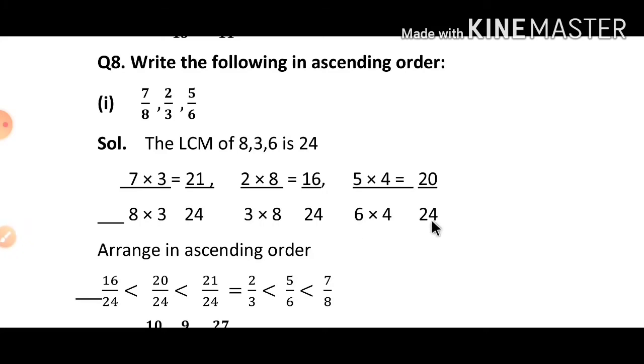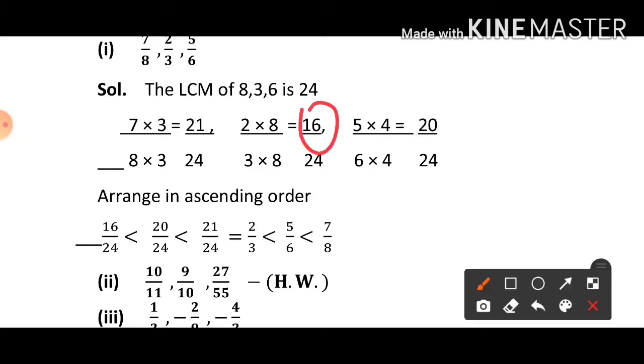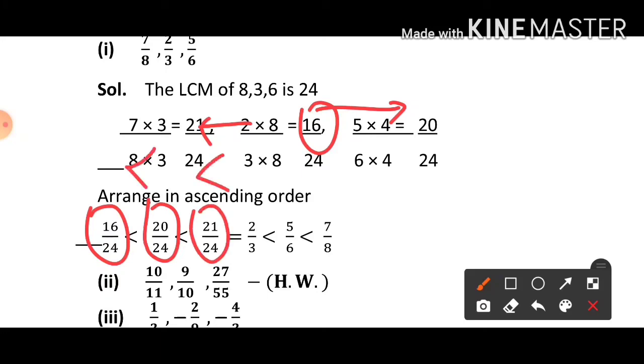Now you can see denominators are equal. Now we have to compare its numerator. So 21, 16 and 20. As we have to arrange in ascending order, means from smallest to greatest. So which is the smallest number here? 16, after that 20, then last one is 21. So 16 by 24 is less than 20 by 24, which is less than 21 by 24. And ascending order means we have to use this symbol.